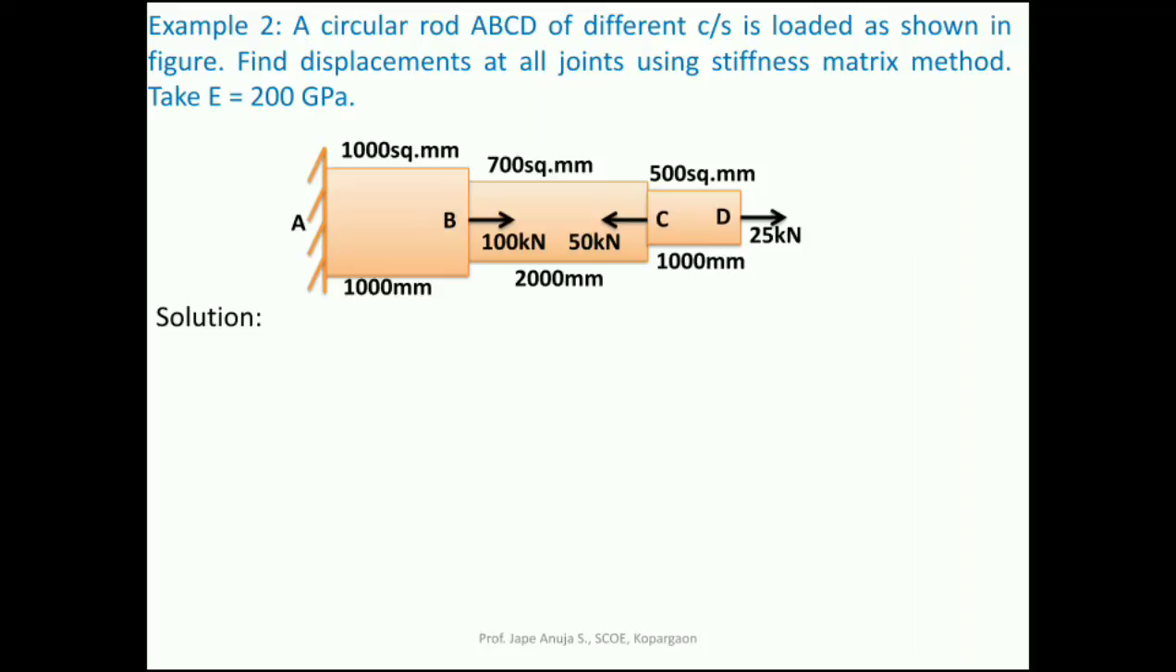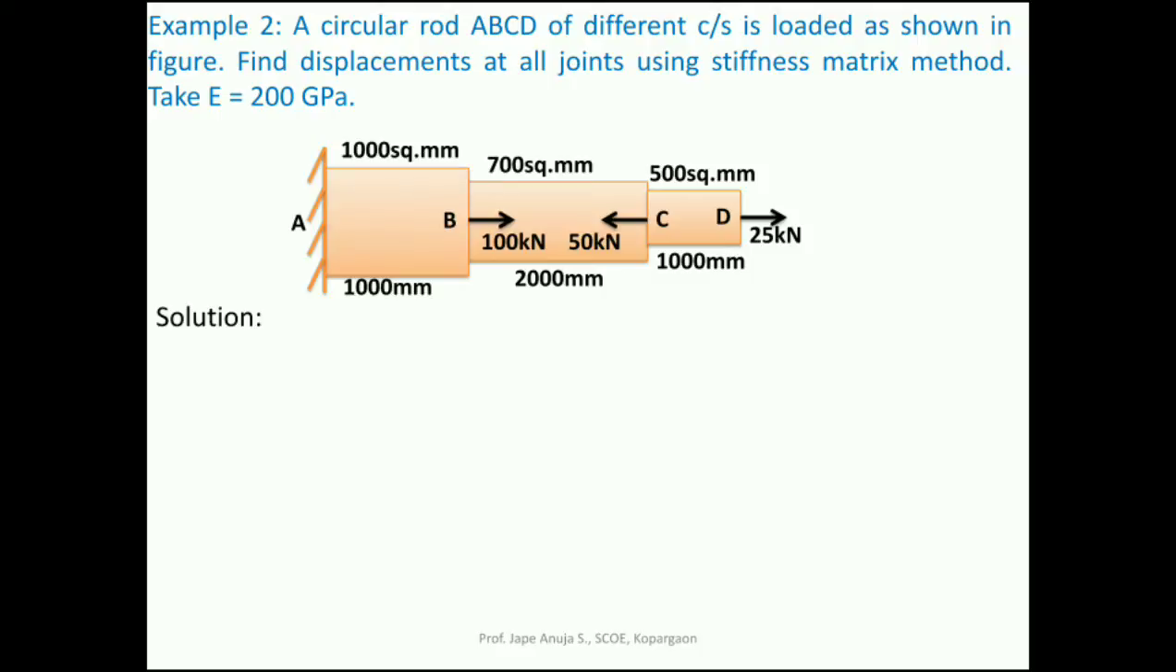Problem. Example number 2. A circular rod ABCD of different cross sections is loaded as shown in the figure. Find the displacements at all joints using the stiffness matrix method. The value of E, common for all the members, is E equal to 200 GPa.